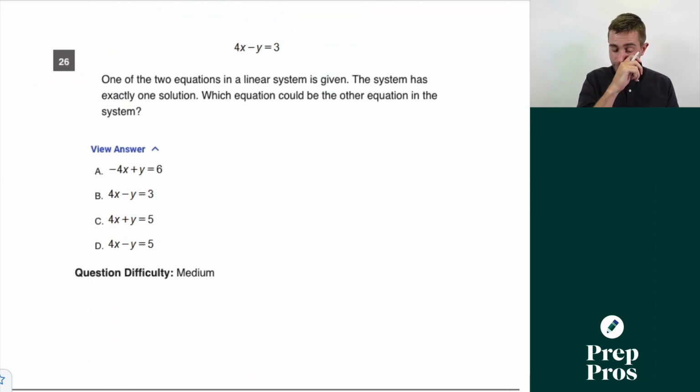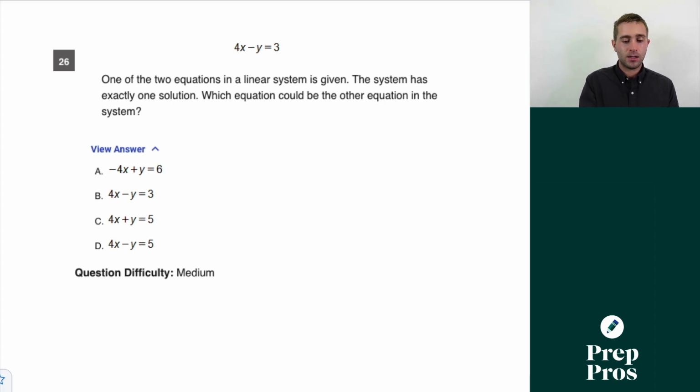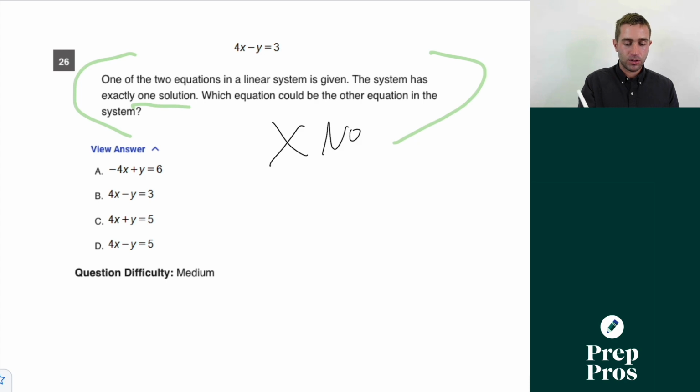26 here. One of the two equations in a linear system is given. The system has exactly one solution. Which equation could be the other equation in the system? Well, anytime the SAT asks about having one solution, it's often really similar to the very classic question where you're dealing with no and infinite solutions. So if I want to have exactly one solution, I cannot have no solutions and I cannot have infinite solutions.